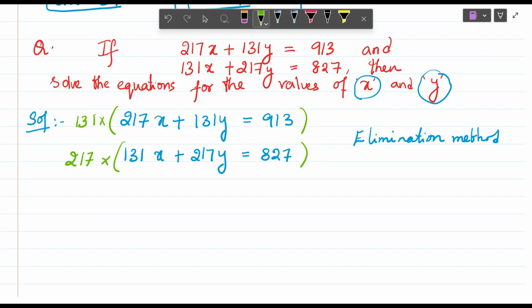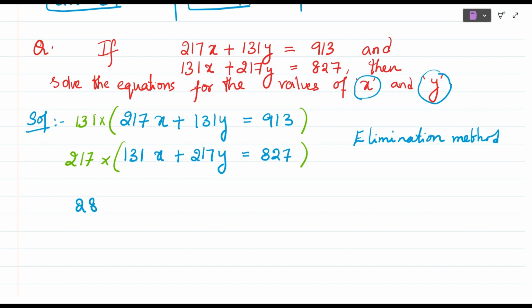So 131 into 217. How much? 28,427x plus 131 into 131. So this gives 17,161y, that will be equal to 131 into 913. This gives 1,19,603. Clear? So if you get bigger numbers, don't get confused. Just directly do normal multiplication. You will get answer just within 4 or 5 steps.